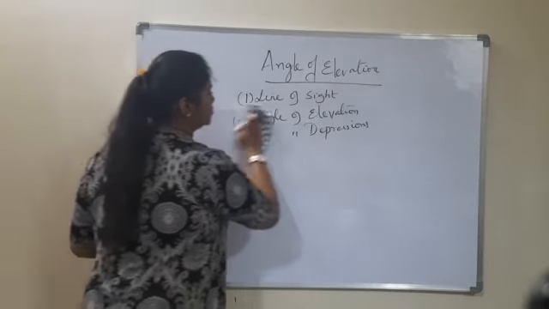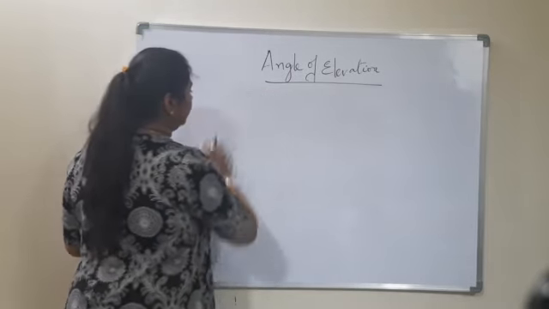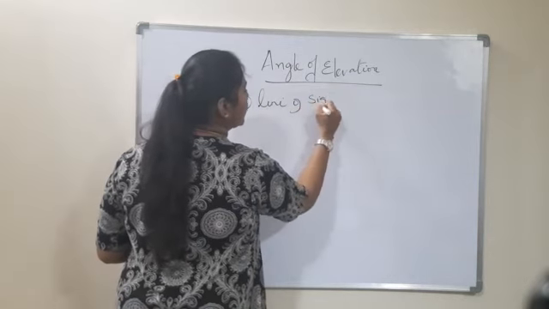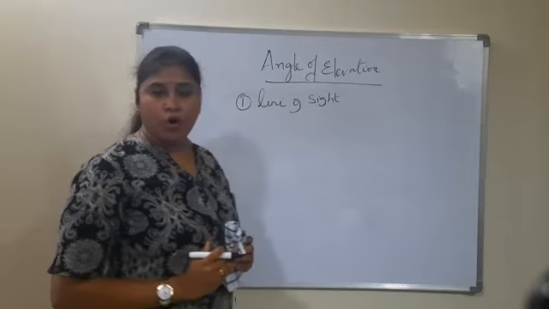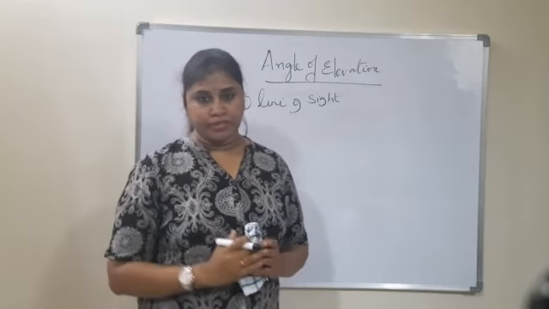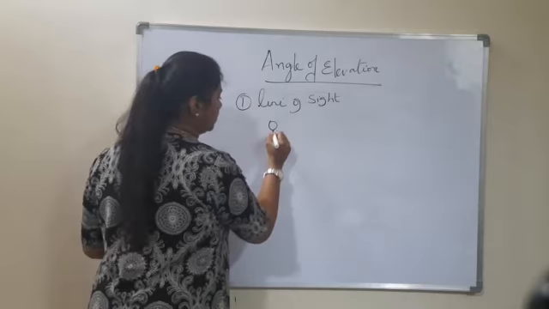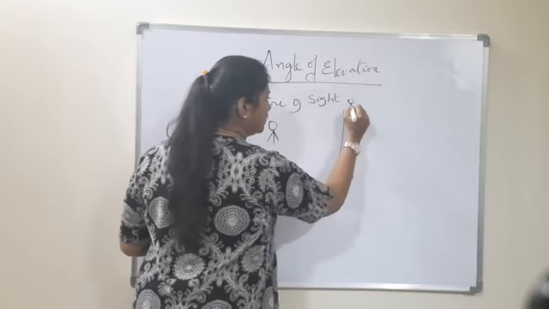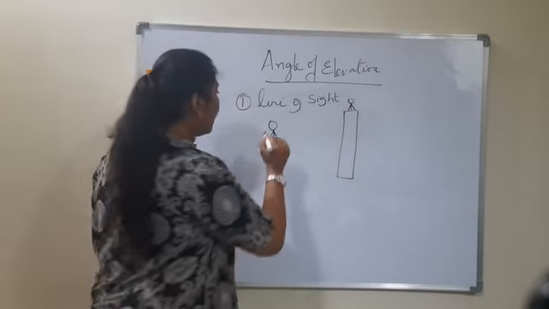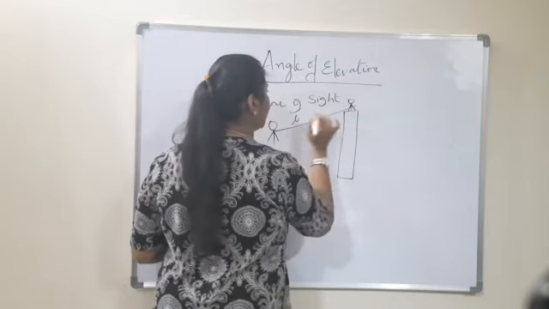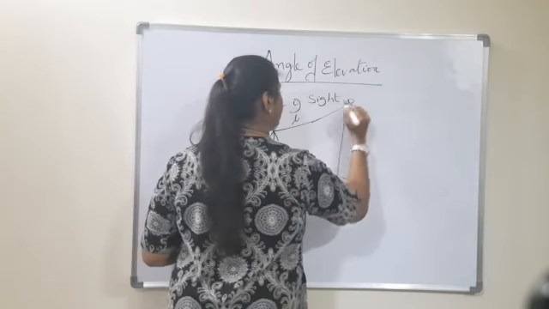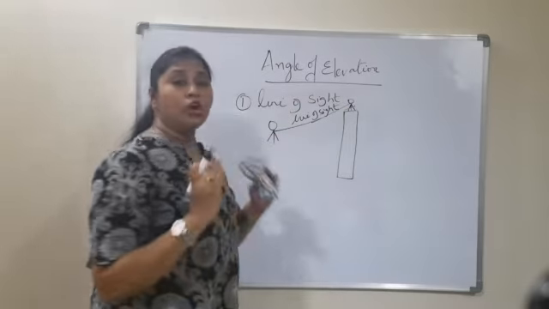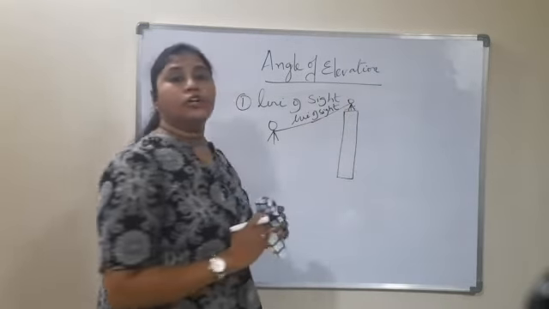So let's see what line of sight is. Very, very simple to understand. Line of sight is nothing but the line drawn from the observer's eye to the object. That means suppose I'm standing over here and there is a building, and there is a man who's standing on the top of the building. So I'm looking at him, right? So this becomes the line of sight because you're viewing the person who is standing on the top of the building.